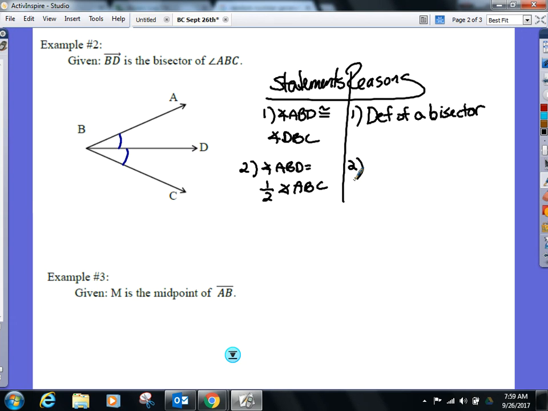What would be a good reason there? Go ahead, Joanne. Go ahead and share your statement here. Probably, again, definition of a bisector. Yep, cuts it in half. Perfect. How you guys doing? All right? Any issues so far? Okay, let's go to the next one here.